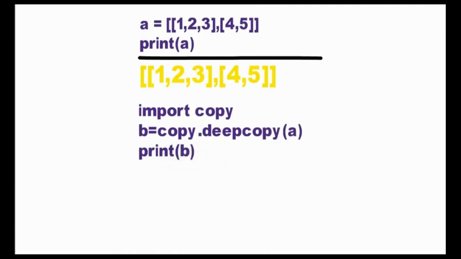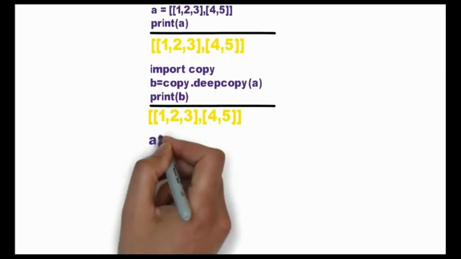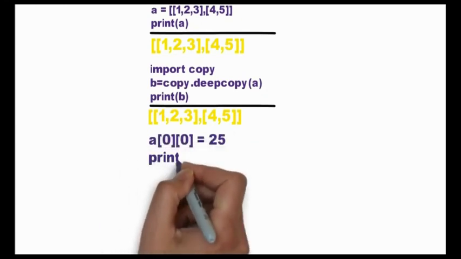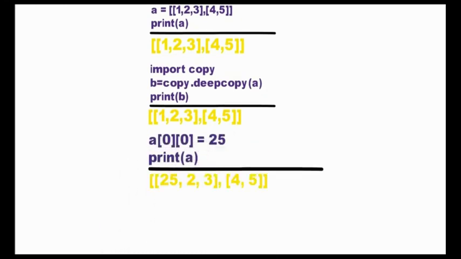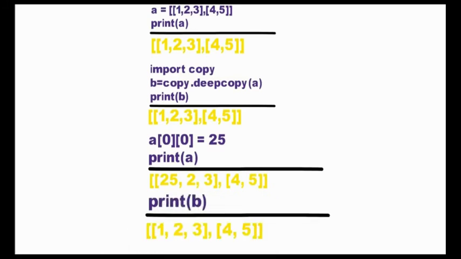So now let's try changing an element in the first inner list of A, A[0][0] equal to 25. Let's print A and B. So we can observe that only A has changed now.